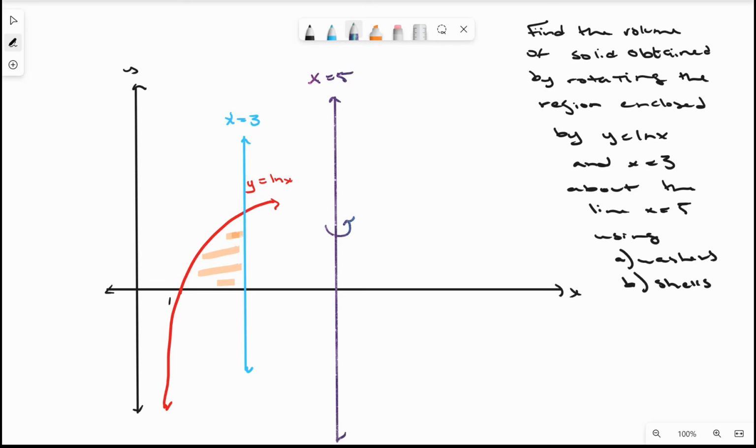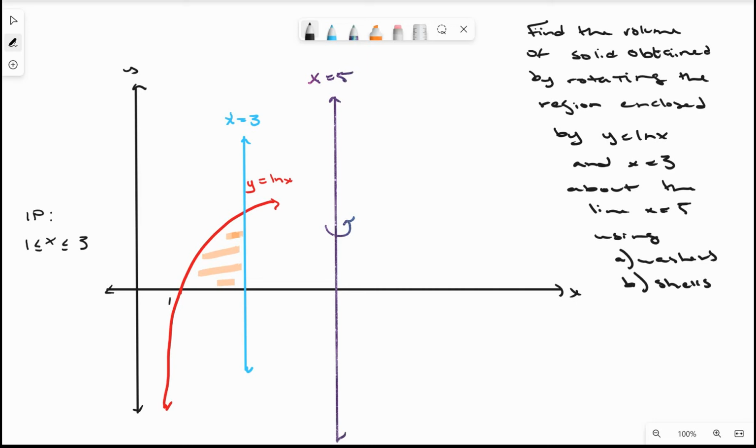Before we finish the sketch, we might also figure out our limits, our intersection points. We already see that the curve y equals ln x intersects the x-axis here at 1. So if we're first doing the intersection points with respect to x, then it would clearly go from 1 to 3.